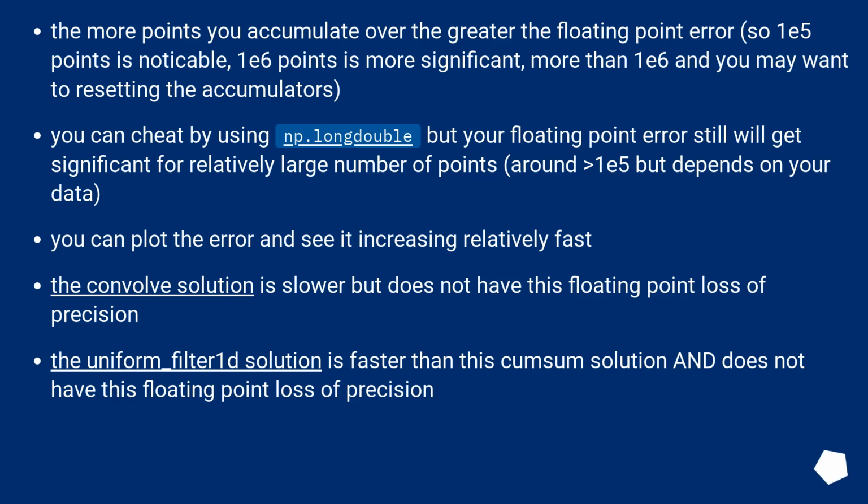You can cheat by using np.longdouble, but your floating point error will still get significant for a relatively large number of points, around 1e5, but it depends on your data. You can plot the error and see it increasing relatively fast. The convolve solution is slower but does not have this floating point loss of precision. The uniform_filter1d solution is faster than this cumsum solution and does not have this floating point loss of precision.